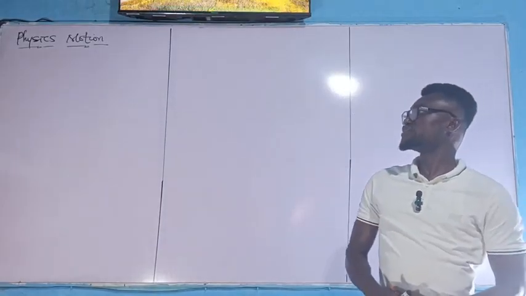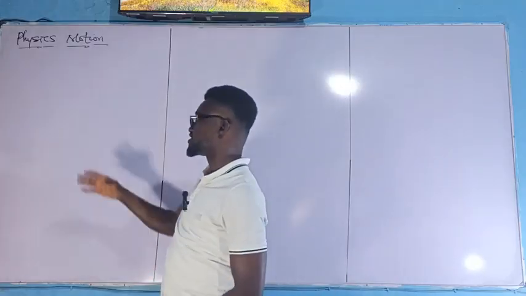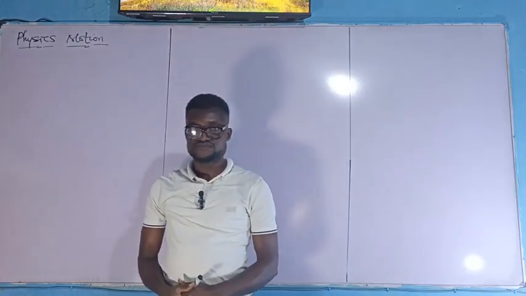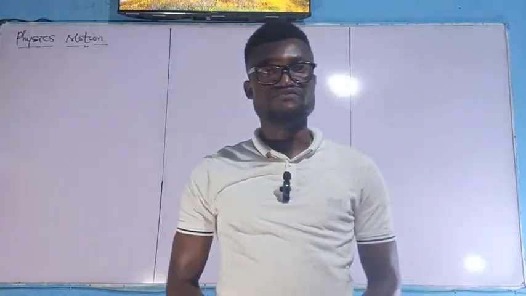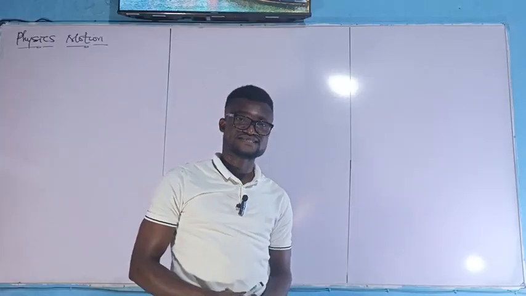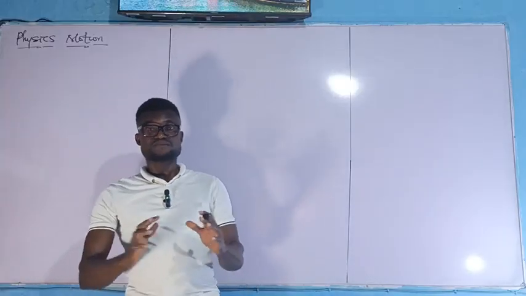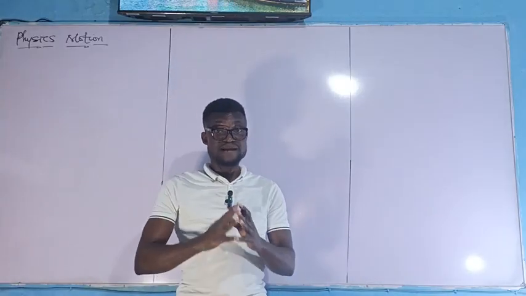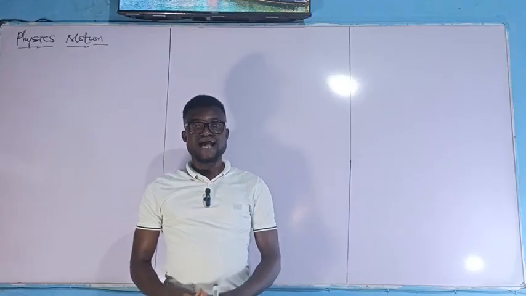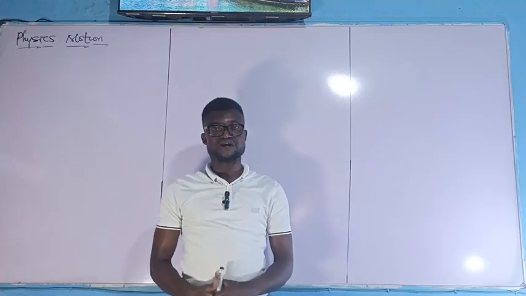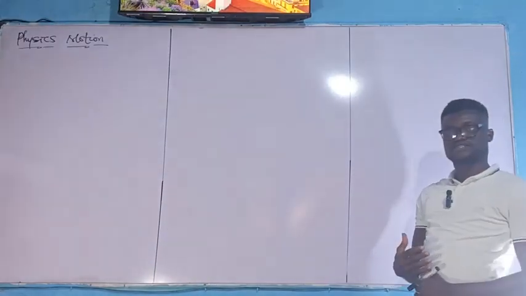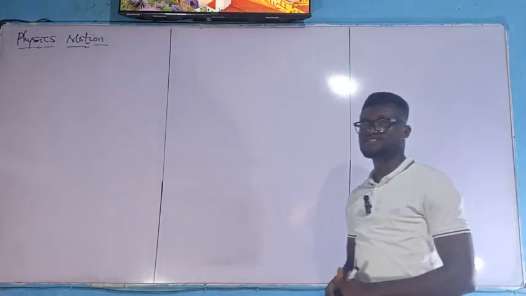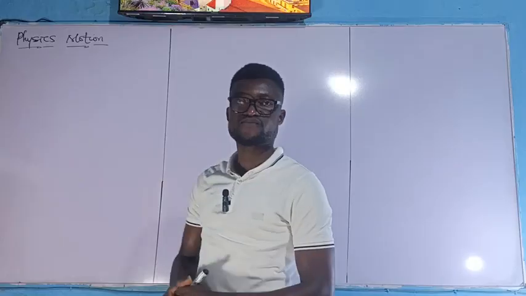So today we are going to look into an interesting topic in physics, which is motion. Now, what's motion? Motion simply means movement. That's in layman's language. So what's motion? It can be defined as a change in position of an object. If I move from a particular position to another position, motion is said to have taken place.